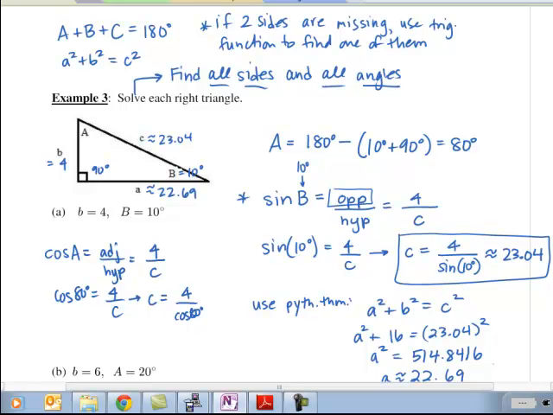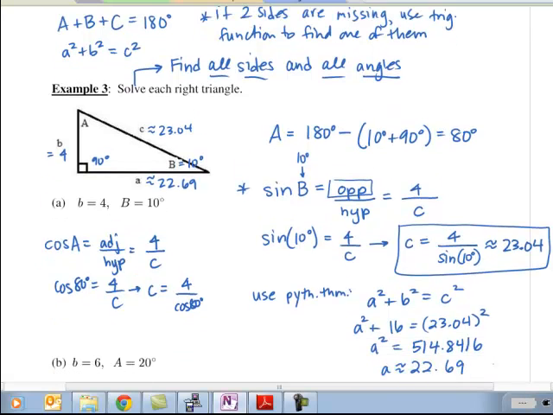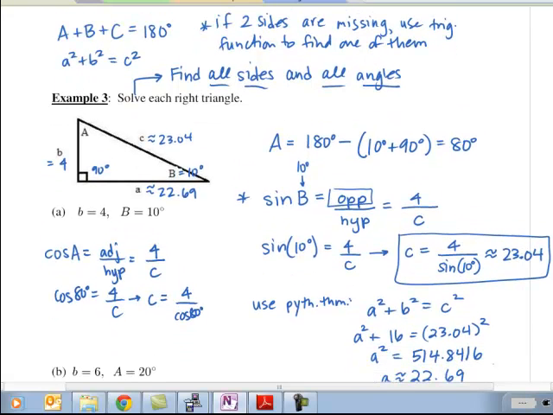So there's not a rule about which trig function you need to use. You just need to use one that involves the side that's known. So let's see, this is just an aside that we could have done in place of that where we did sine B.